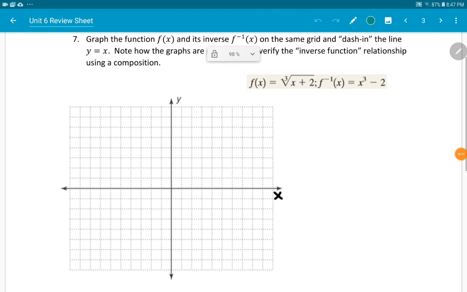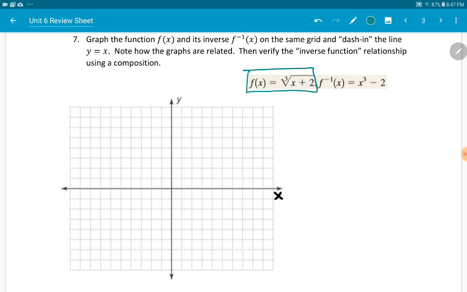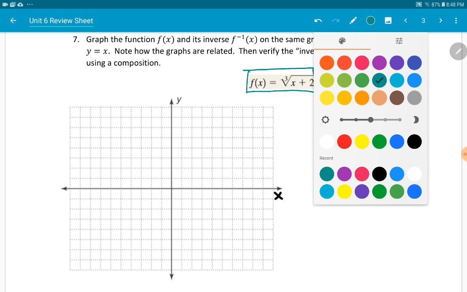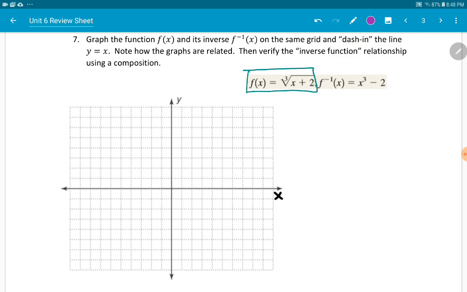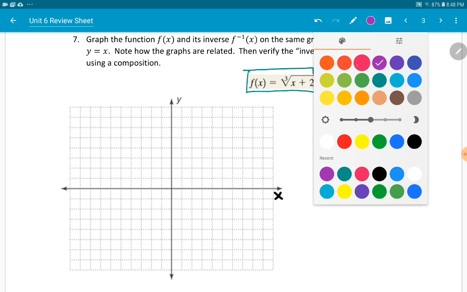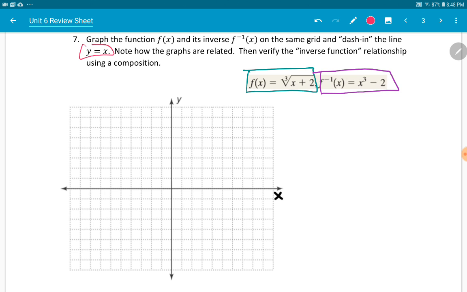In this problem, we're going to graph the function f of x, and we'll do that in a green line, and its inverse, and we'll do that one in a purple line on the same grid, and then we'll dash in the y equals x line, and we'll do that in a red line. And then we'll note how the graphs are related and verify the inverse function relationship using composition.